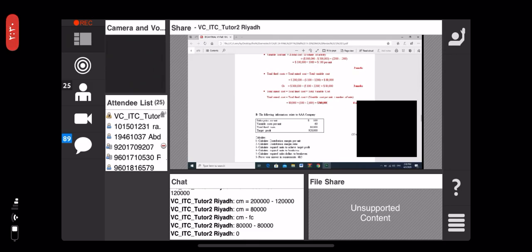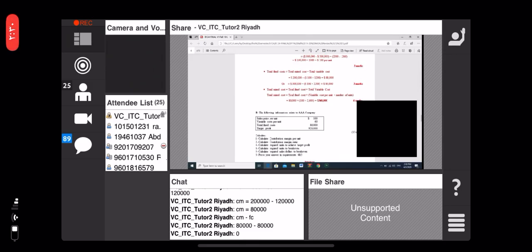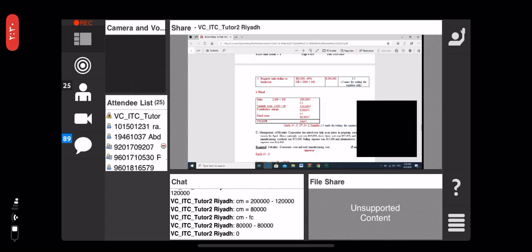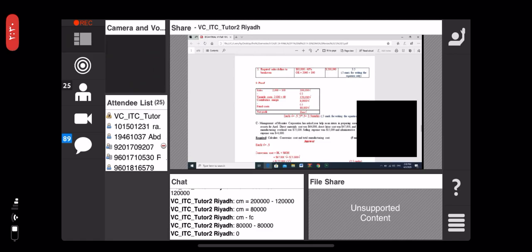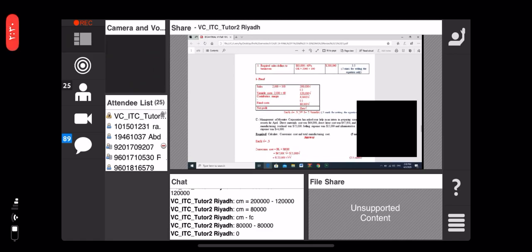This is the proof of your answer. So here I will show you the answer. Number 6, this is the proof. Sales 2,000 multiply 100 is 200,000, minus the variable cost 2,000 multiply 60, which is 120. So 200 minus 120 will be 80. 80 means contribution margin. Contribution margin minus the fixed cost, so the net income will be equal 0.